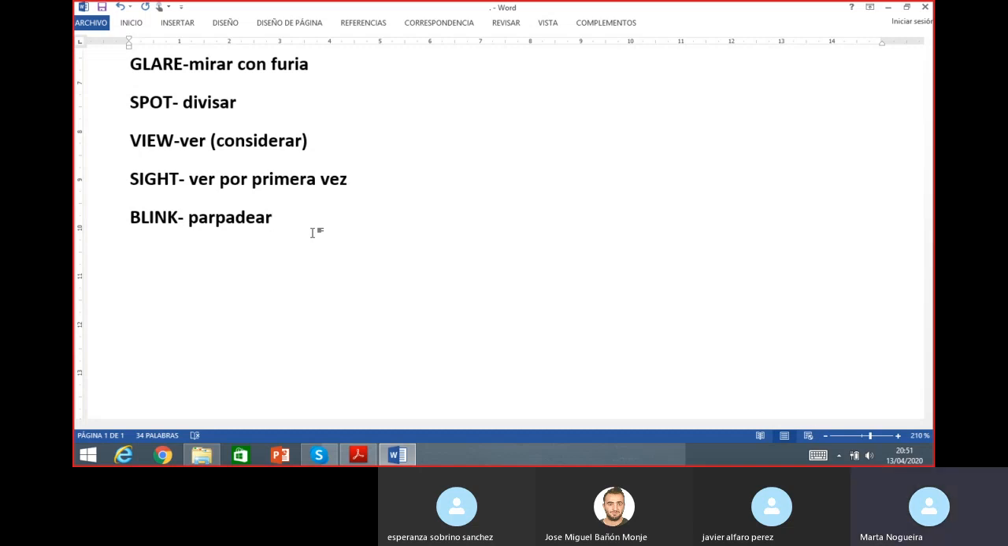And then, this is interesting for romantic purposes and not for romantic purposes, for everything. This is to close one eye briefly as a signal of love, for example, or of another thing to somebody. And this is guiñar, okay? Guiñar es para muchas cosas. So wink, wink, guiñar.